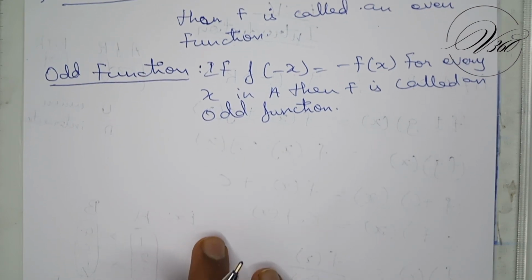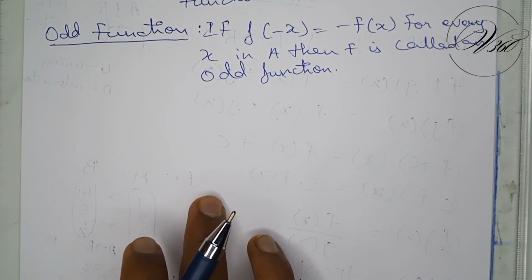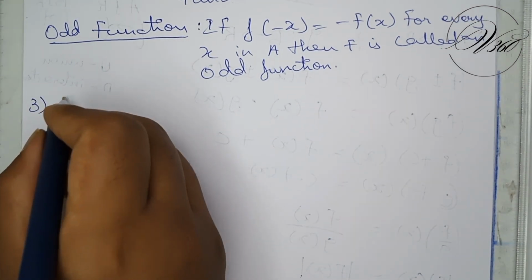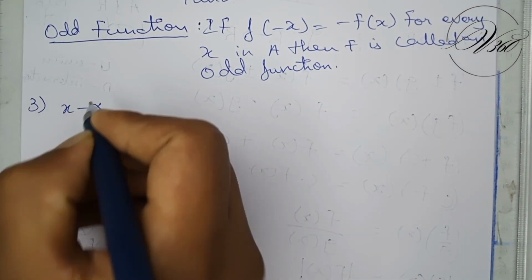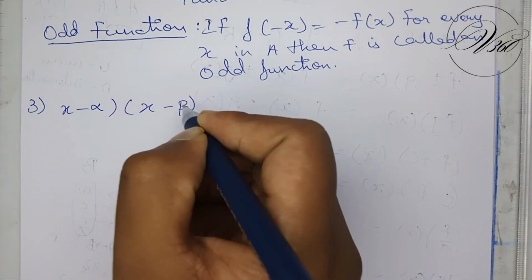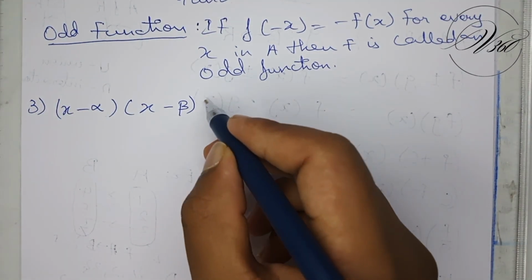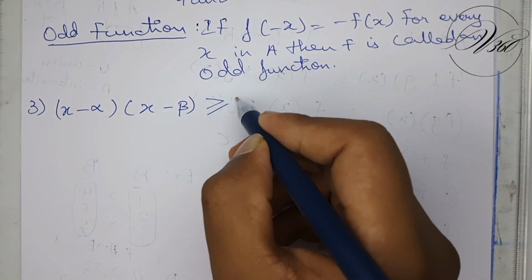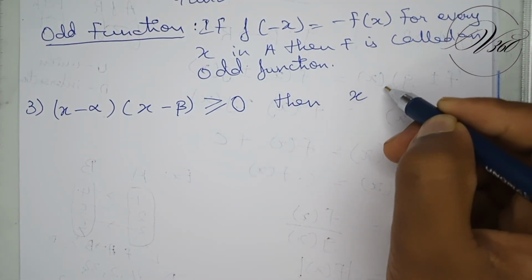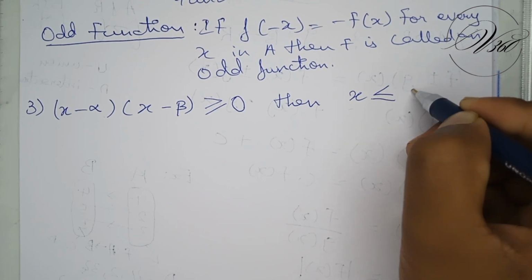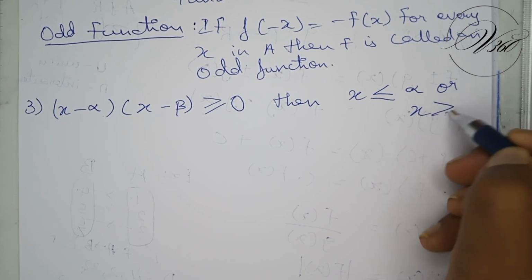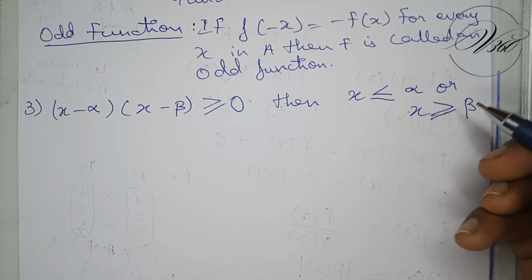Here we have the next one, that is, we have two more formulas, a type of formulas. Okay, we'll check it out. If (x minus alpha) into (x minus beta), where alpha means any variable and beta is another variable, is greater than or equal to 0, then x is less than or equal to alpha, or x is greater than or equal to beta.